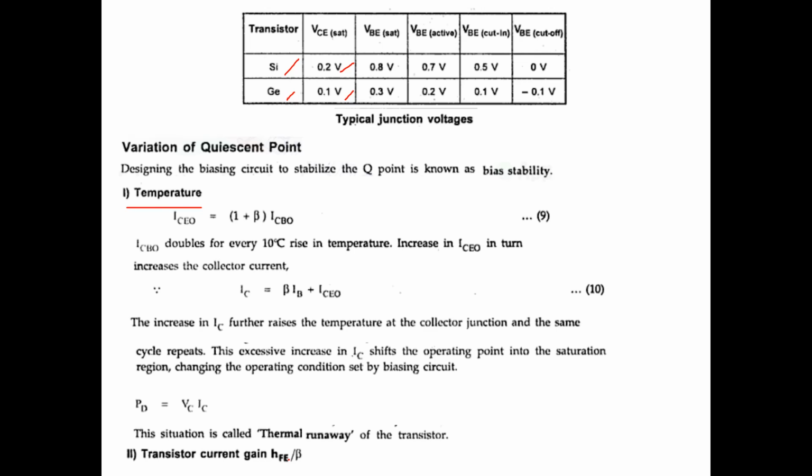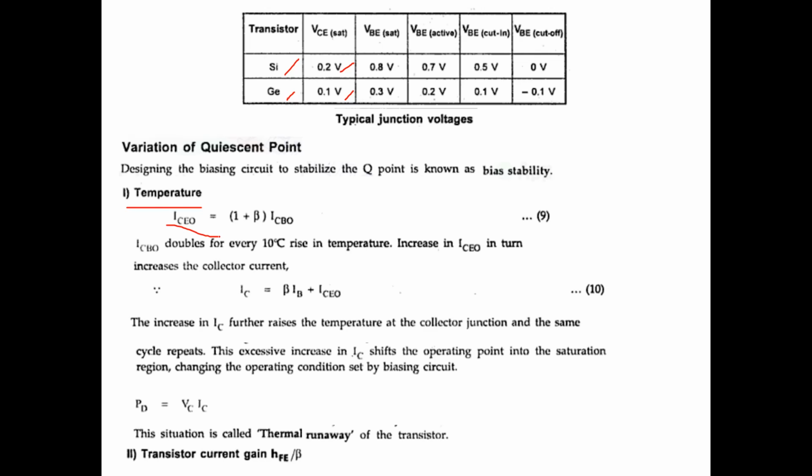That intersecting point may move towards P, or maybe move to Q, or towards R. Then what happens? Some distortion will take place at the output. Do you know the relation? Here we have ICEO, the collector to emitter leakage current, when the base terminal is open. It has the relation ICEO equal to (1 plus beta) ICBO.